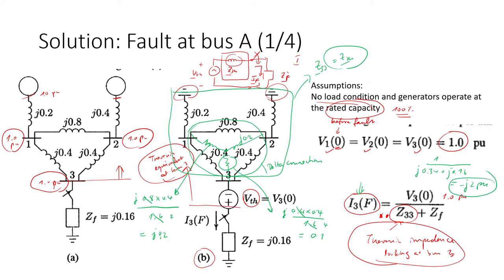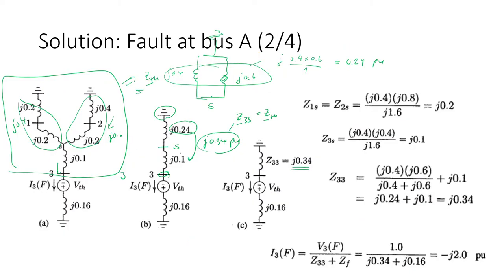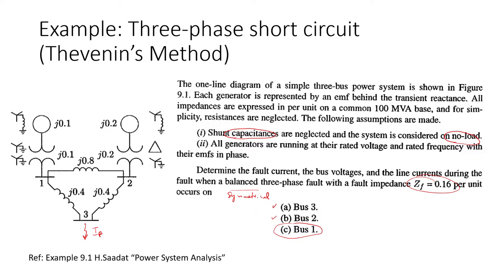In conclusion, the total fault current would be negative j2 per unit in this case. This answers question 1, in the case of bus A. But the question itself doesn't ask just for the fault current. You can see that this is just one of the three parts.